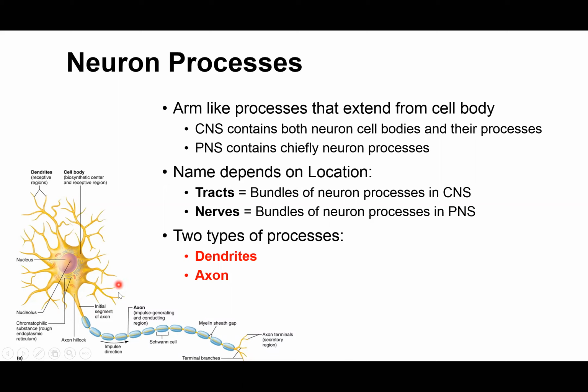When you have bundles of neuron processes in the central nervous system, those are called tracts. So say, for example, you had a bundle of axons all running together, and I'm moving my mouse over an axon here. If you had a whole bunch of these bundled together, this would be called a tract if it was present in the central nervous system, so in the brain or the spinal cord. However, if it was in the peripheral nervous system, a bundle of axons together is called a nerve. We're all pretty familiar with the idea of a nerve. A nerve itself is just bundles of processes together in one peripheral nervous system structure. So again, we have two types of processes, dendrites and axons, and we're going to talk a little bit about each of these.